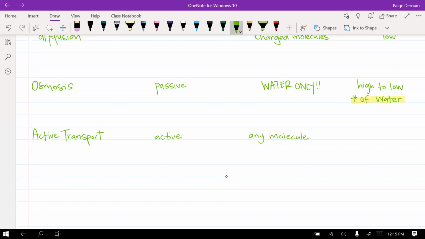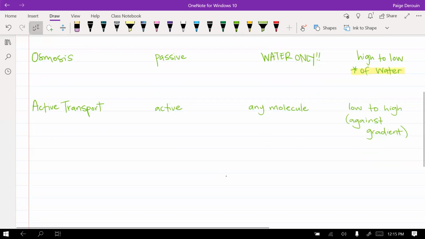The only thing that makes it active is the direction it's moving. So it's going to move from where to where? Low to high. Exactly, low to high. So it's going to move from low to high, which is against our gradient. So like I was just telling Liam, water can do this. If water is moving to where there's more water, it would be active. Active osmosis, but you could just call it active transport.